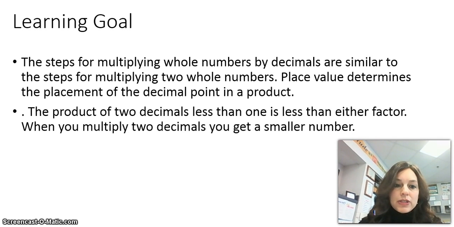So our learning goals for today are to learn the steps for multiplying whole numbers by decimals, that they are similar to the steps for multiplying two whole numbers. Place value determines the placement of the decimal point in a product. The product of two decimals less than 1 is less than either factor. So when you multiply two decimals, you get a smaller number. We're used to multiplying to get bigger numbers. When we're multiplying two decimals together, we'll get a smaller number.